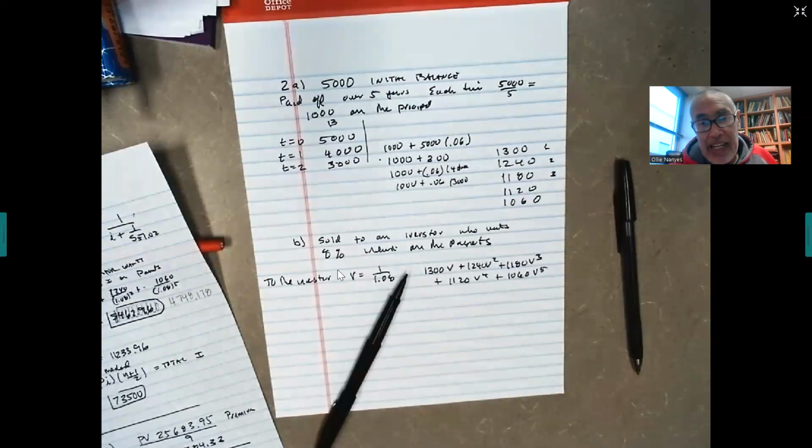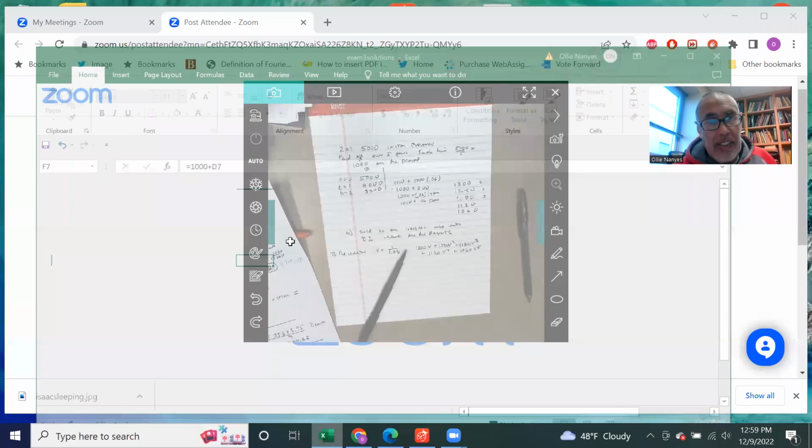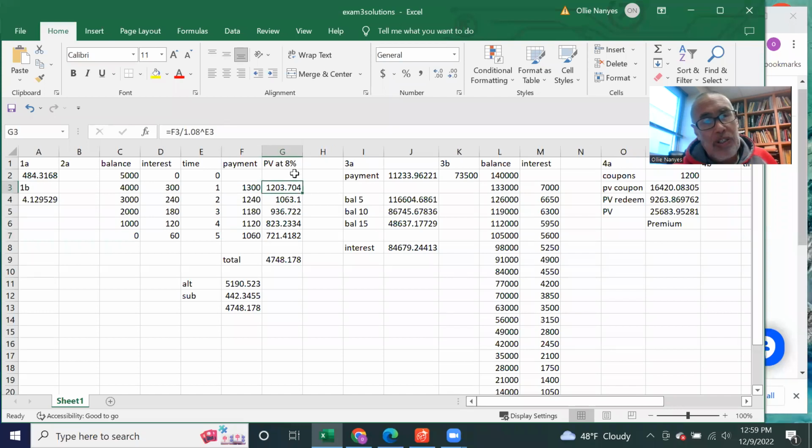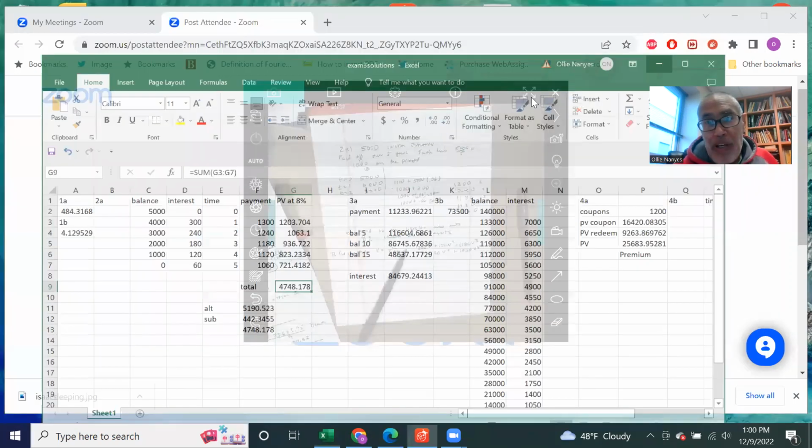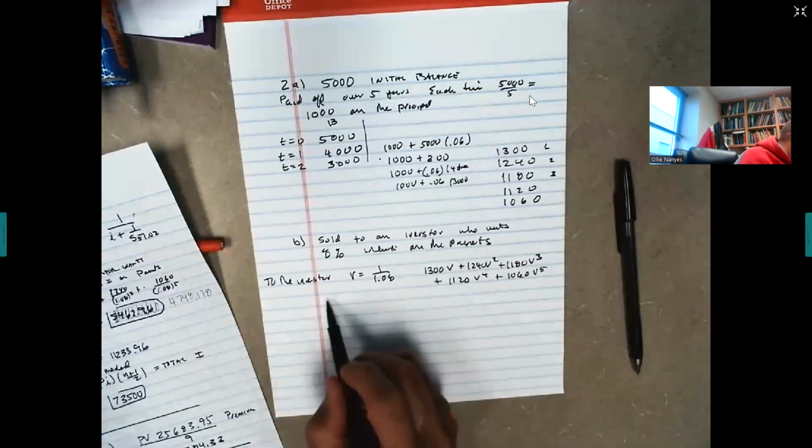Now, I went ahead and did that calculation here on the spreadsheet. And we can see these are the various present values. And you can see this is 1.08 taking into account how long it is from the time this is sold at time 0. And you just add these up, and this is the total you get. Okay, 47.48, right? Now, that method is sort of a crude way.